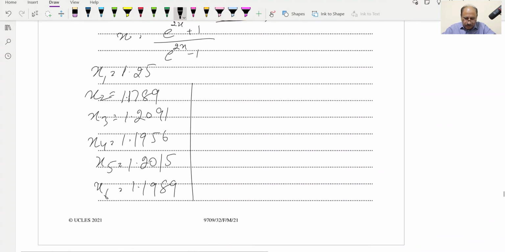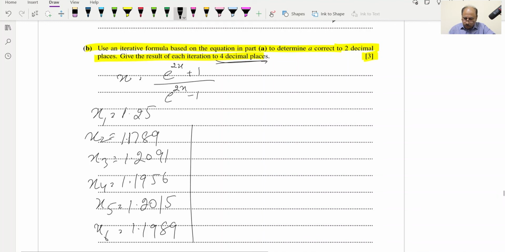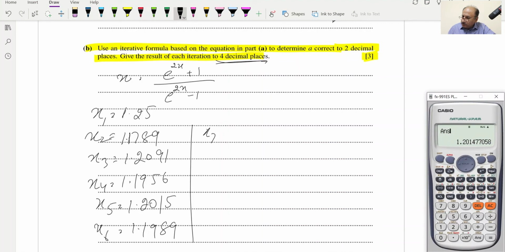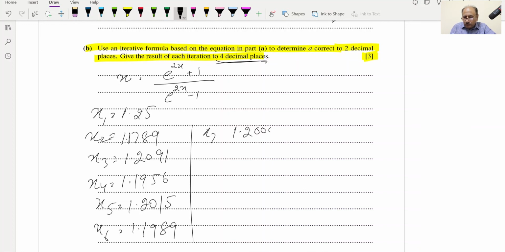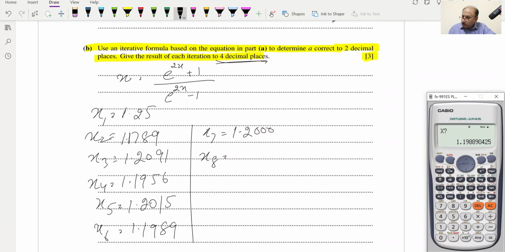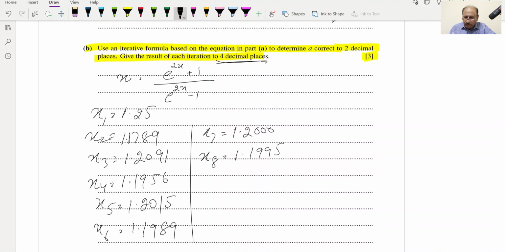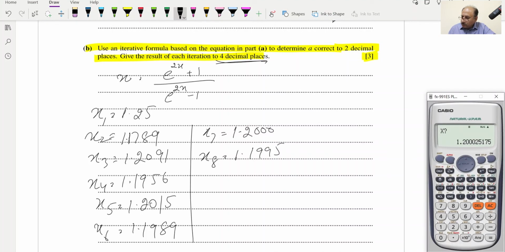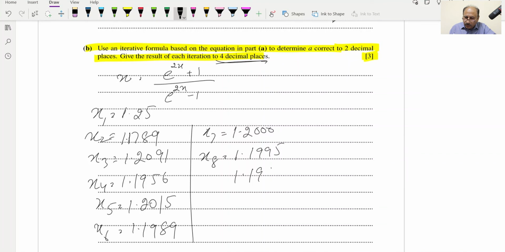Still we are waiting for 3 consecutive similar numbers, so we can write x7, and x7 will be calculate for answer, and this will be 1.2000, and x8 will be equal to calculate for answer, which is equal to 1.1995, and calculate for answer, and this is equal to 1.1997.